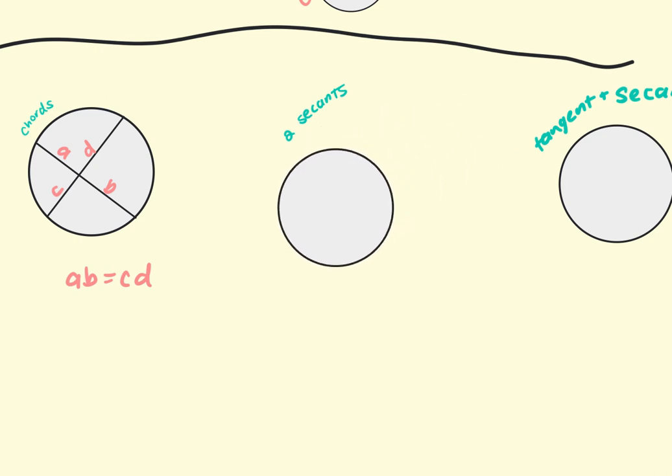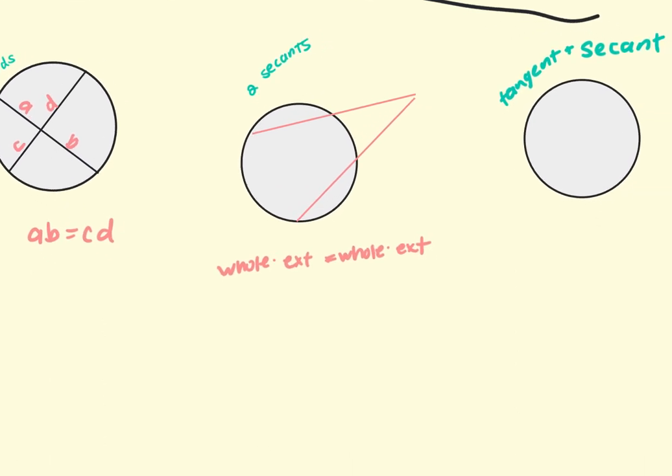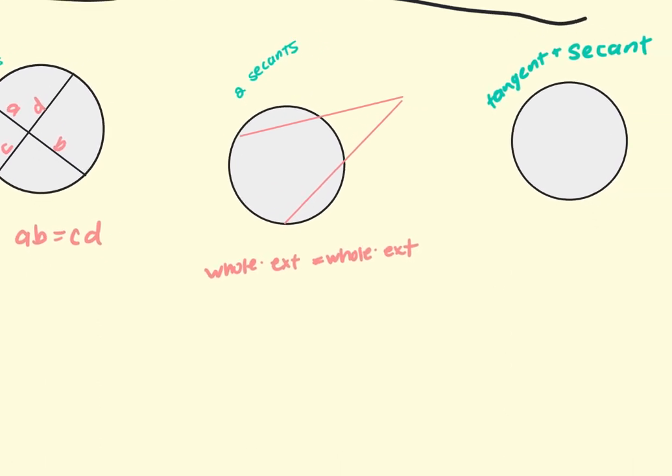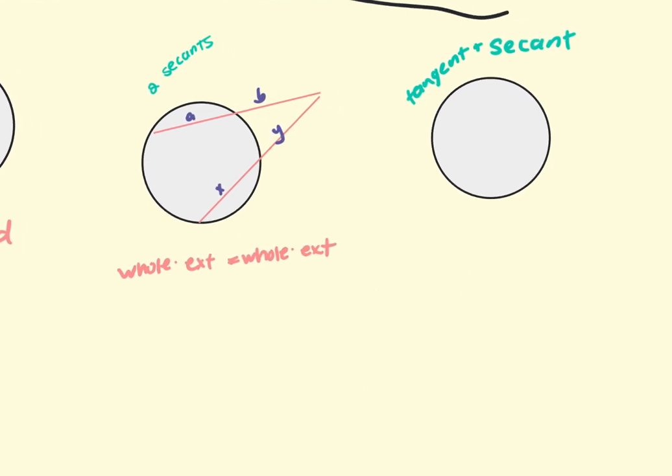Then you had two secants. And this is whole times external equals whole times external. So if I had the whole of the top, it'd be A plus B, whatever that length is, times the exterior part, which is B, would equal the whole of the bottom secant, which is X plus Y, times the external part there, which is Y.